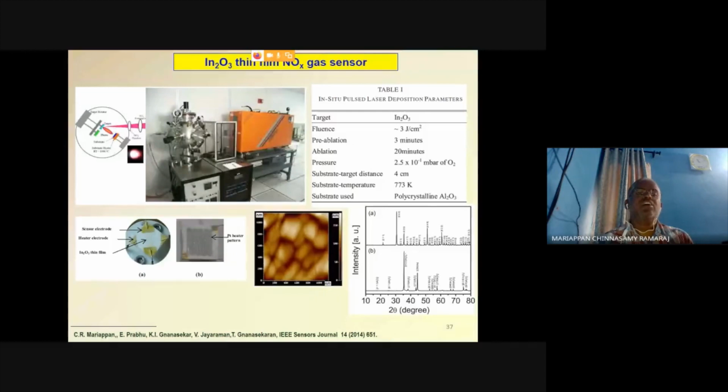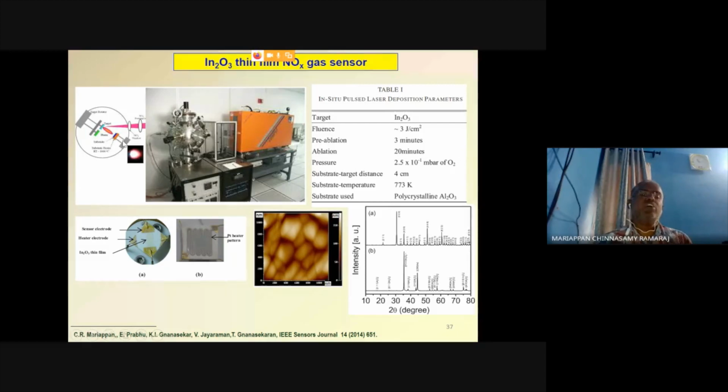It is targeted on this indium oxide pellet, and when we hit it with this pulse laser, it will create plasma that ionizes this material, and it will create the plume. So you have the ions, and then this will be deposited on the substrate. The substrate is heated, in this case to 773 Kelvin. Of course, this can go from room temperature up to 1000 degrees Celsius. The substrate you can heat to a very high temperature.